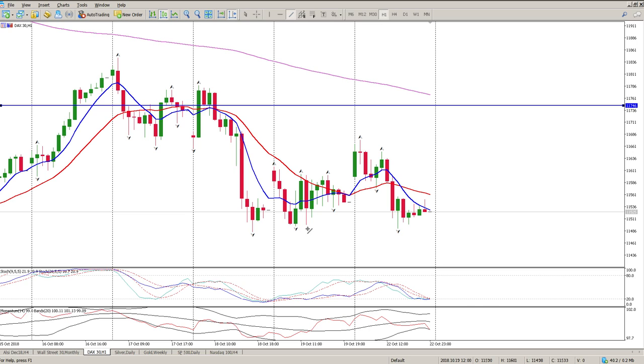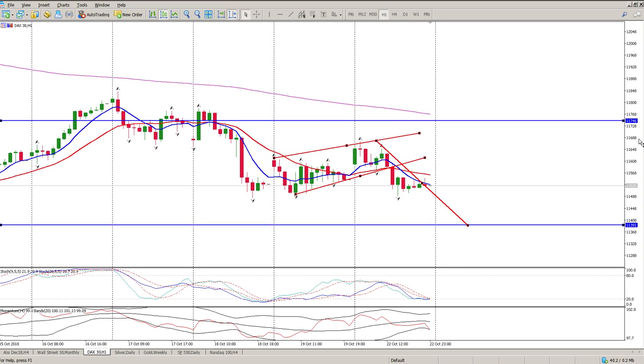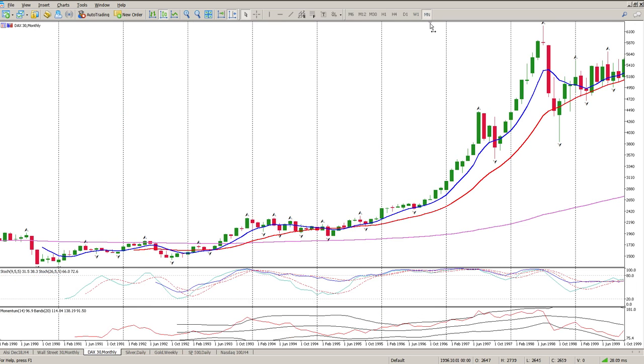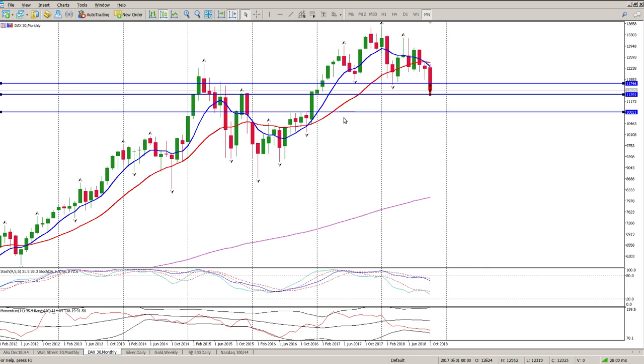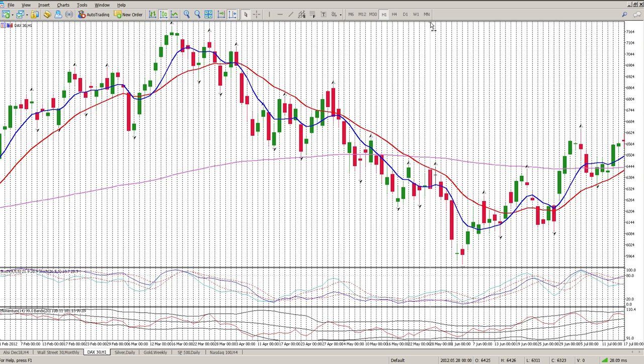Okay. Now the interesting thing here is that we had this flag, and this flag is broken. So my measured move on this is pretty much going to take us down. Oh, look at that. Bang on to 11,391. And let's just double check where that comes into play. Okay, so that's the low of last year. So that's exactly the measured move at the moment.